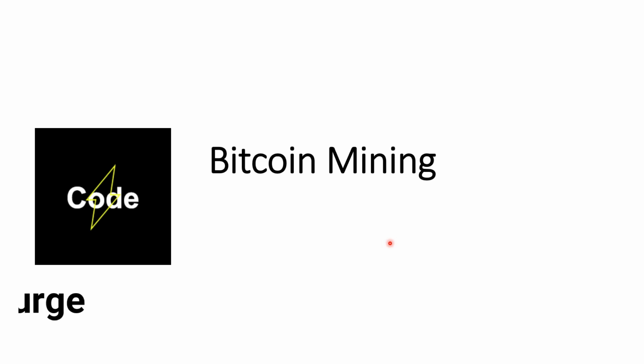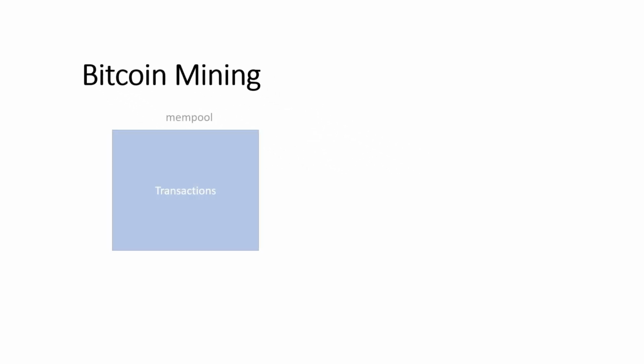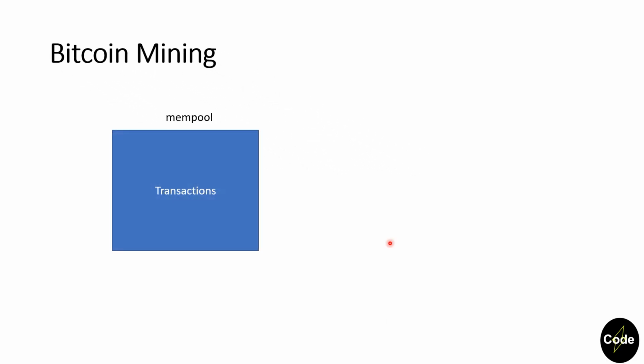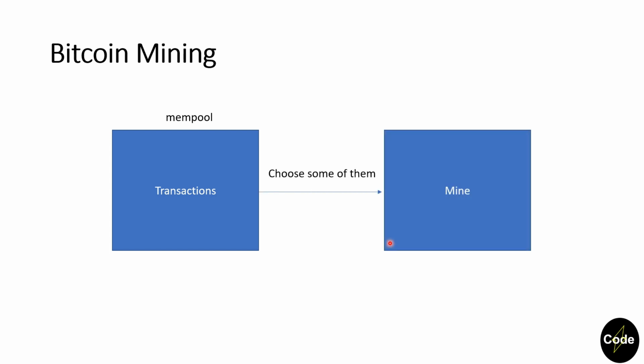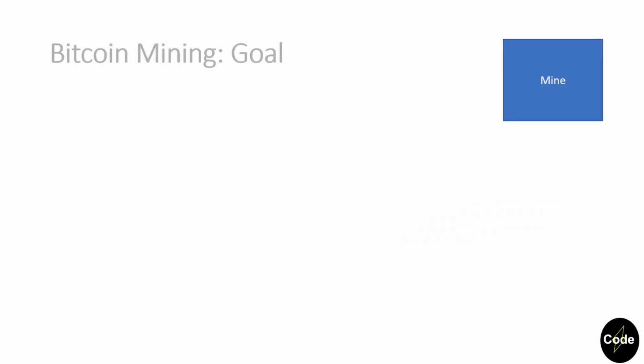Hello everyone. In this lecture, I want to talk about my perspective of how Bitcoin mining works. In general, miners choose some transactions that are valid but have not been included in the blocks. Therefore, the miner chooses some of these transactions, of size 1 megabyte, and then the miner starts the process of mining. So let's talk about the goal of Bitcoin mining.